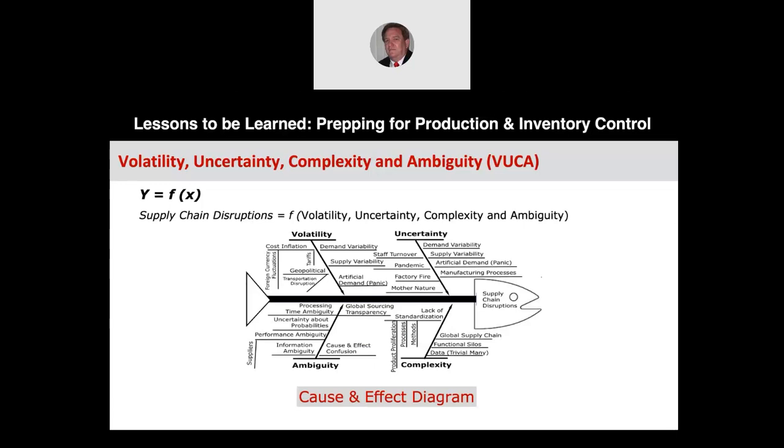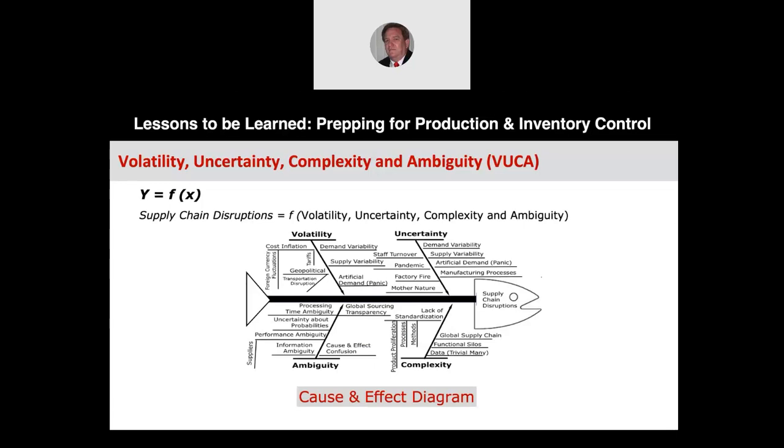So look at volatility. What I have down here is, to a major extent, what I showed on the FMEA. Demand variability, supply variability. Right now I'm looking under the category of volatility. So we've got demand variability, supply variability, artificial demand, dependent demand, cost inflation, geopolitical, transportation disruption. And these will show up later in the FMEA.